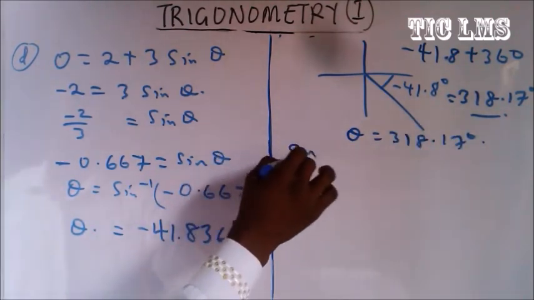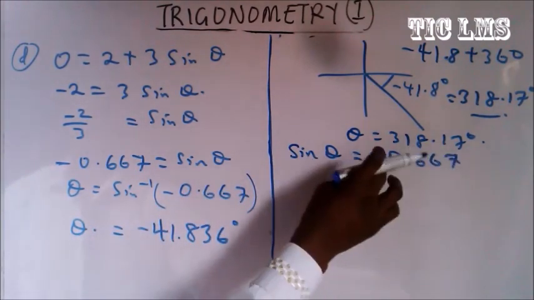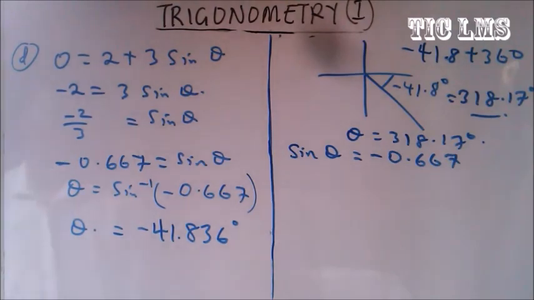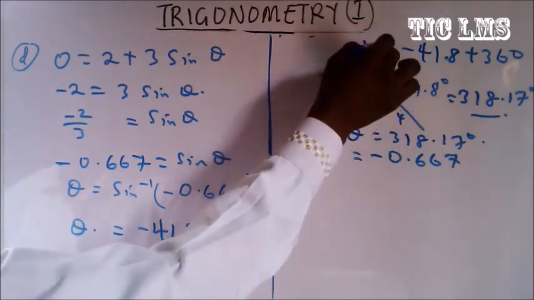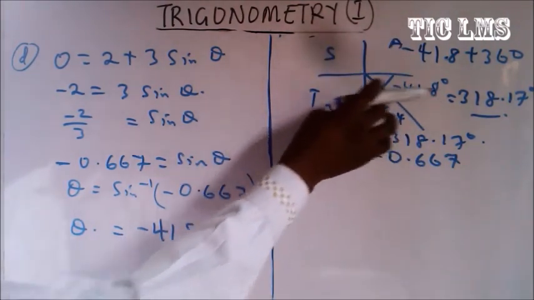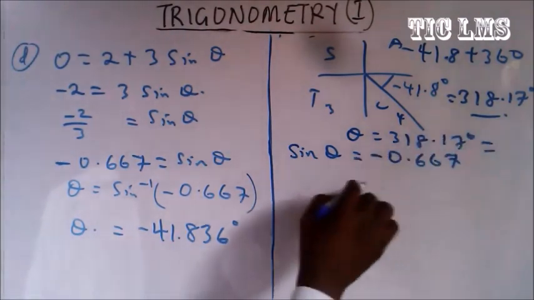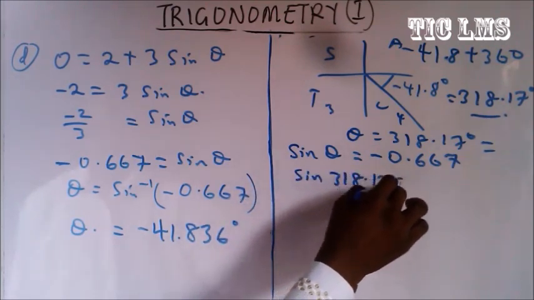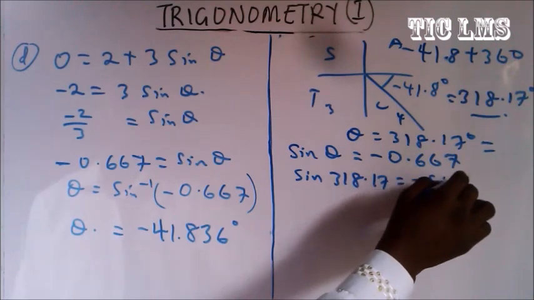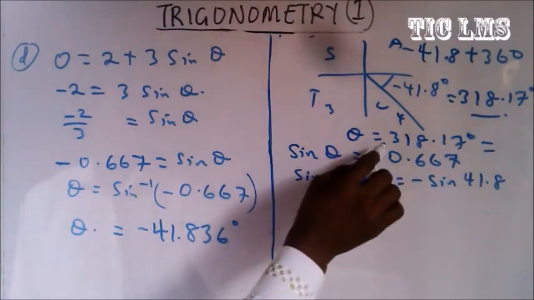Do not forget that our sine theta equals minus 0.667. This negative means that it is either in the third quadrant or the fourth, because according to CAST, sine is negative on these two sides. Now with that in mind, the equivalent angle of 318.17 degrees is that sine 318.17 is also equal to minus sine 41.8 degrees, according to what we have here.